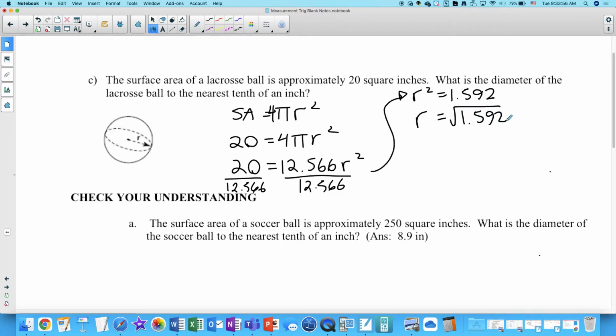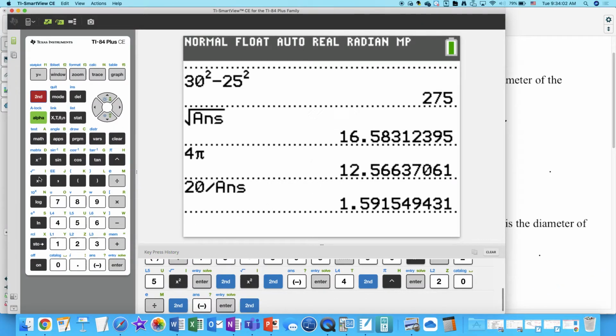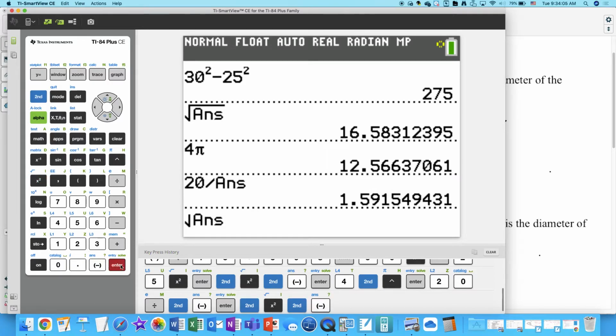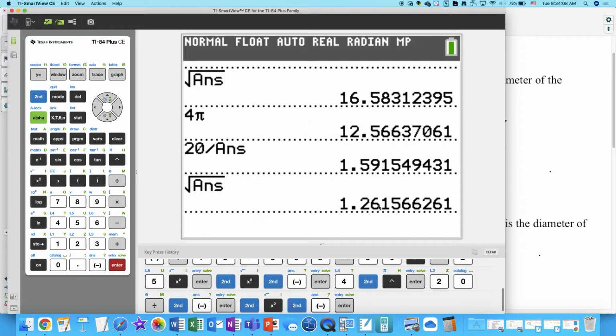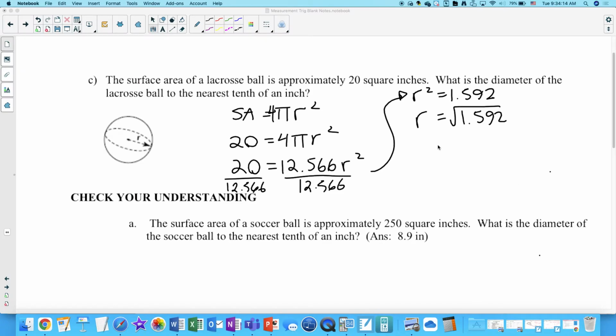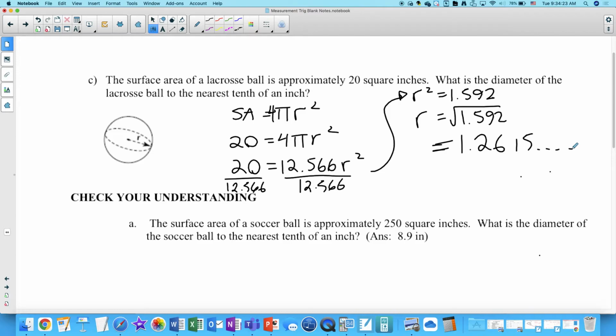Okay, and I get 1.2615, or 16 rather. Okay, so r is 1.2615, and it keeps going. Okay, is that my final answer? No. What do I need to find? The diameter. So the diameter is going to be 2 times this. And then again, I'm going to enter that into my calculator. So I'll just go times 2. And I get to the nearest tenth, it's 2.5. Okay, 2.5 inches.